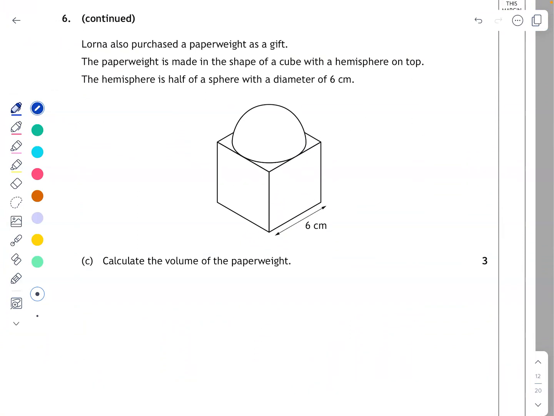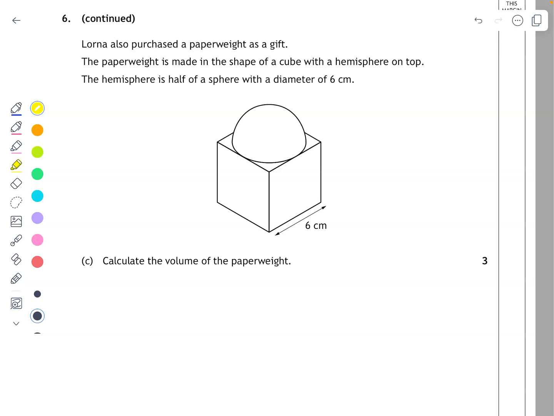Okay, 6 continued. Lorna also purchased a paperweight as a gift. The paperweight is made in the shape of a cube with a hemisphere on top. The hemisphere is half of a sphere with a diameter of 6 centimeters. And we can see that the cube has also got a length of 6 centimeters. Cube just means that all of the sides are the same length and height.